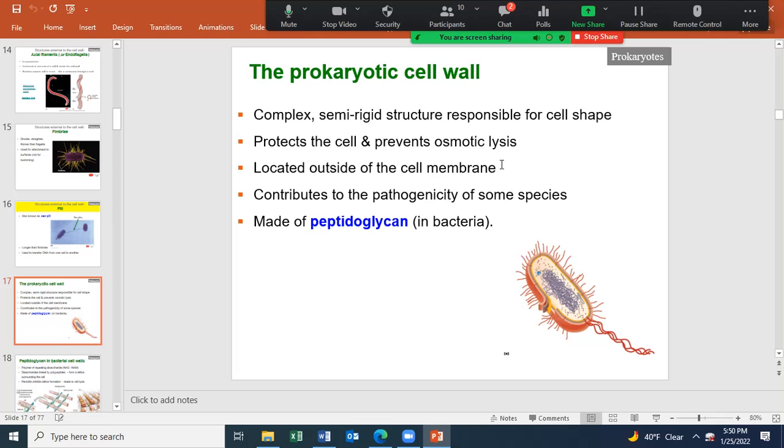The cell wall is located outside the cell membrane. It does contribute to the pathogenicity of some species, and it's mostly made of peptidoglycan. We will talk a little bit about that later. The main molecule in bacteria inside the cell wall is the molecule of peptidoglycan. And the peptidoglycan is what gives the cell wall its semi-rigid structure.